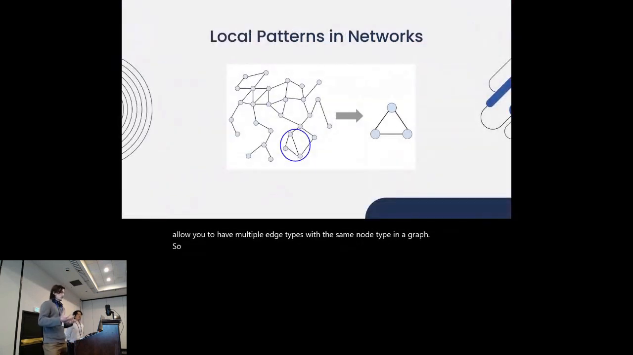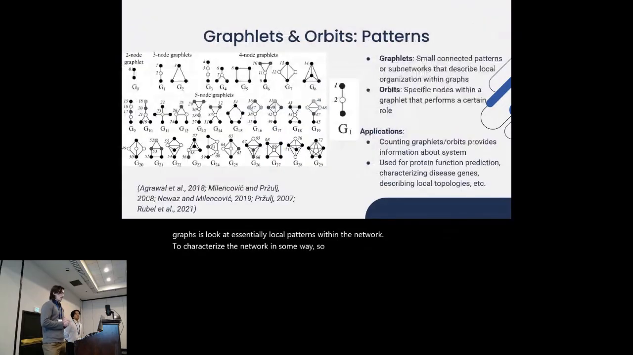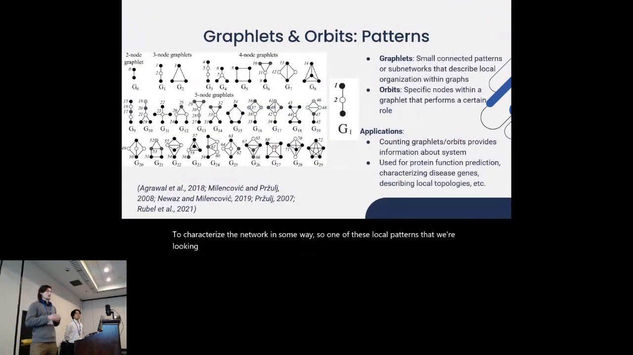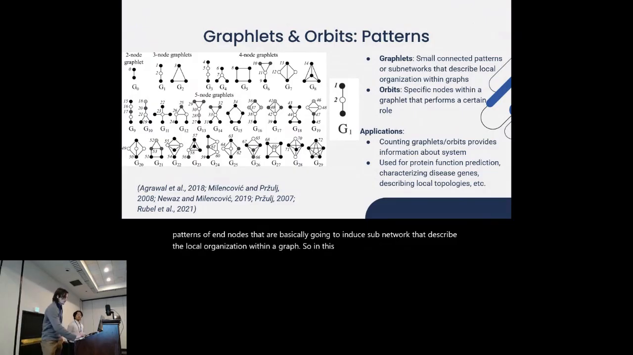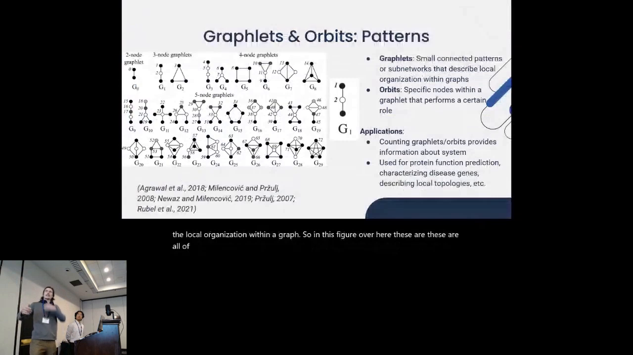So what can we do with mixed graphs? One thing that we can do is look at local patterns within the network to characterize the network in some way. One of these local patterns that we're looking at are called graphlets. These are small connected patterns of n nodes that are basically an induced subnetwork that describe the local organization within a graph. So in this figure over here, these are all of the graphlets in an undirected graph from 2 to 5 nodes.